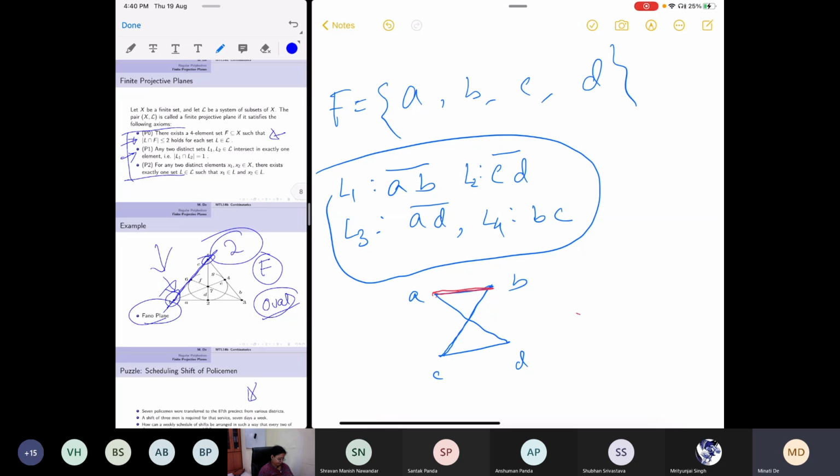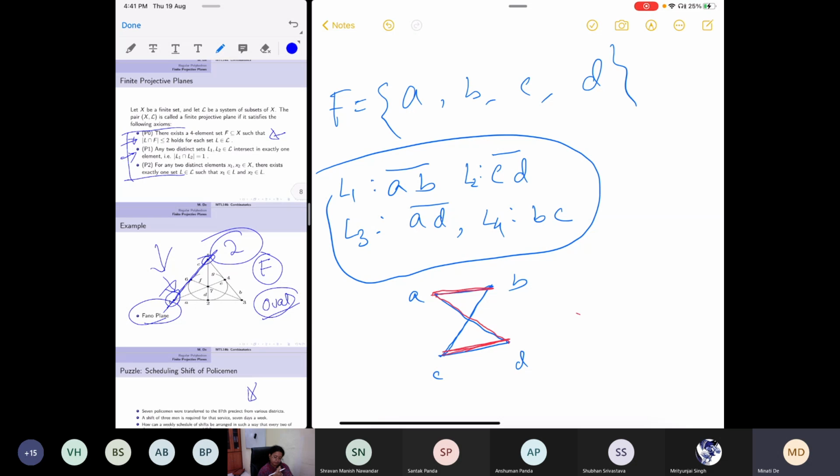Another one, which line would you like to prefer? Maybe another line is this one. The third line is this one. Any 3 lines you choose. You can see these 3 lines, whatever you have chosen, AB, AD, and CD.